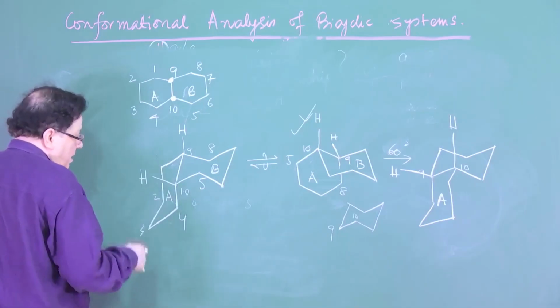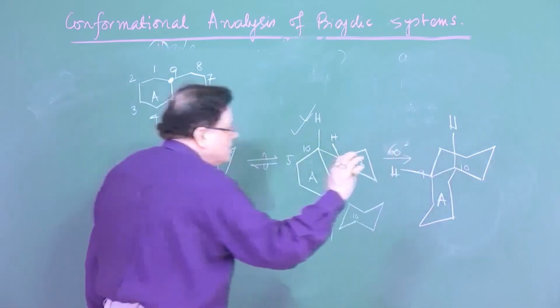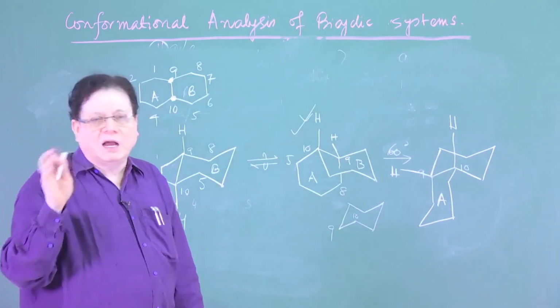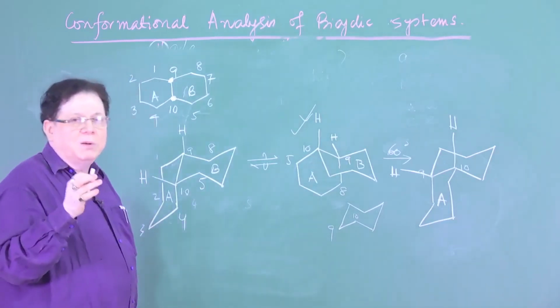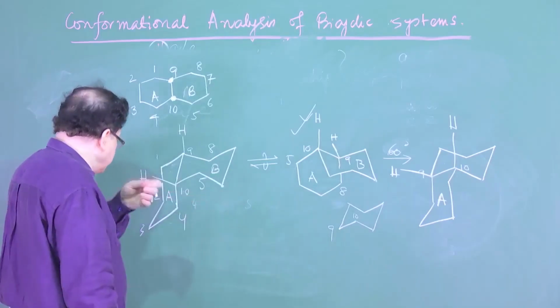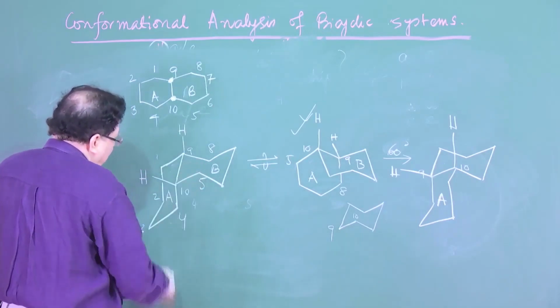One thing is that whatever extra it has, this also will have the same interactions, because the axial and equatorial nature of the hydrogens are just interchanged. So, the number of gauche butane interactions will remain the same in both the flipped form and this. Okay. And let us try to find that out. How to find that out?